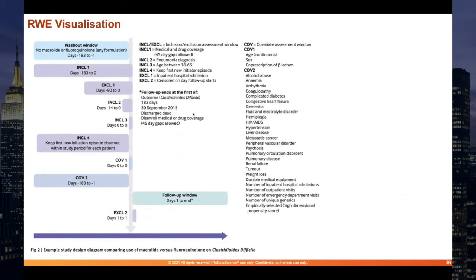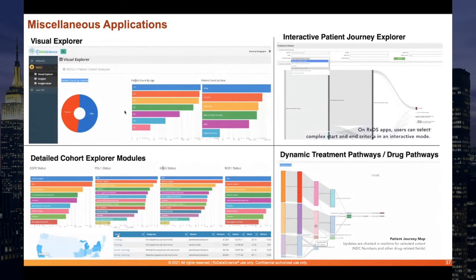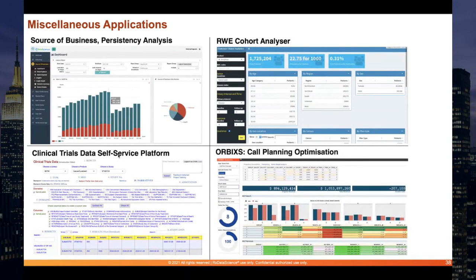Sixth, in terms of RWE visualization, there's quite a bit of work going on in that space too. Basically, how we can represent the IE criteria visually in order to work towards what's called a START RWE template. There are many applications that we developed around these topics. Again, I won't go into any of them, but things like visual explorer of cohorts, cohort builders, patient journey, dynamic treatment pathways, and so on.